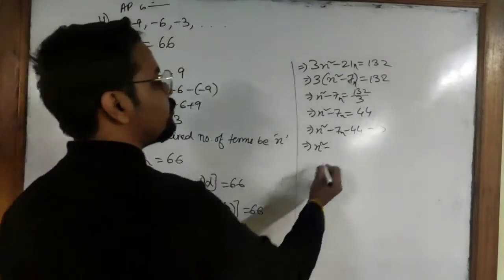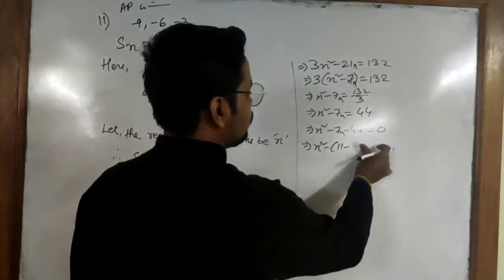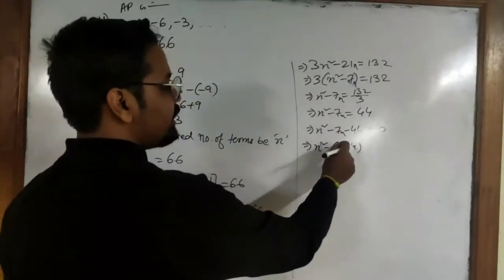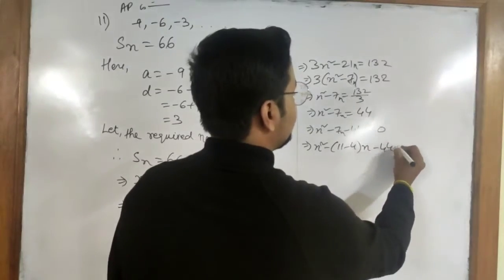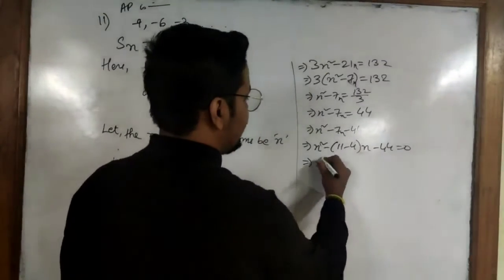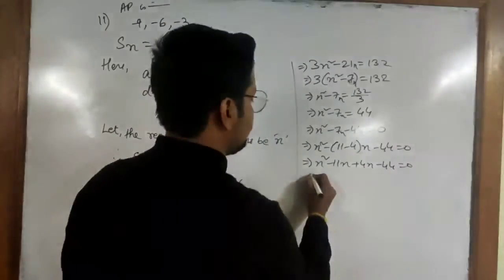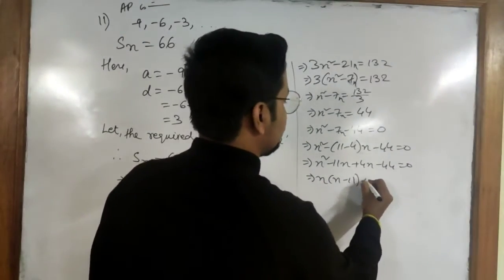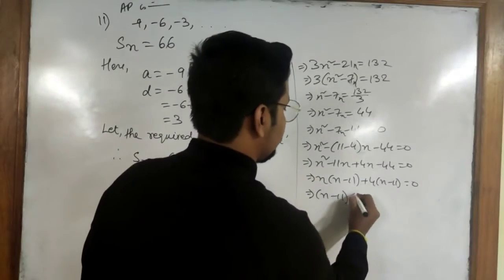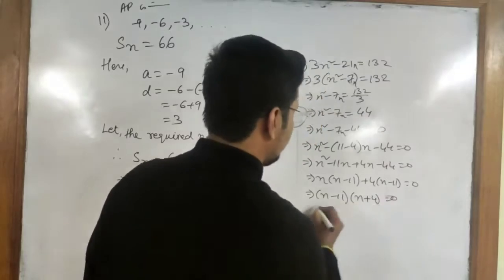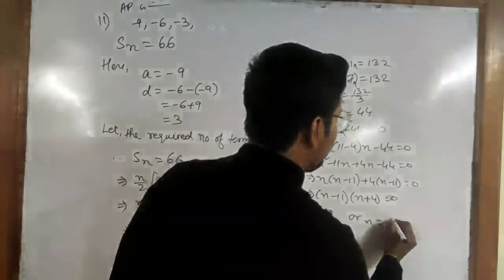So what can we do here? We have to do middle term factorization. So we can write this as 11 minus 4. 11 minus 4 is 7, and 11 into 4 is 44. Because of the minus sign, it is minus 44 equal to 0. So n square minus 11n plus 4n minus 44 equals 0. So n into n minus 11 plus 4 into n minus 11 equals 0. So it is n minus 11 into n plus 4 equals 0. So either n will be equal to 11 or n will be equal to minus 4.